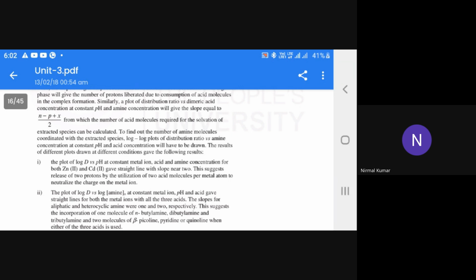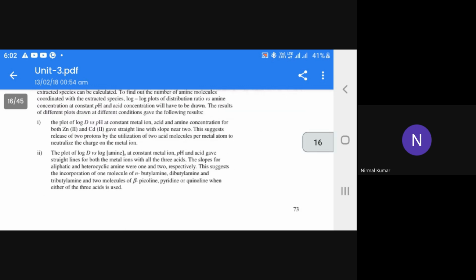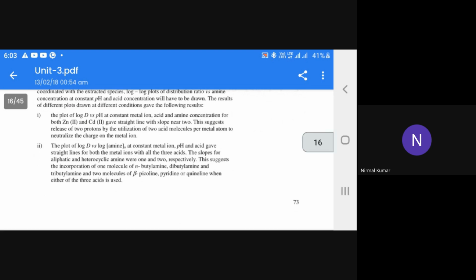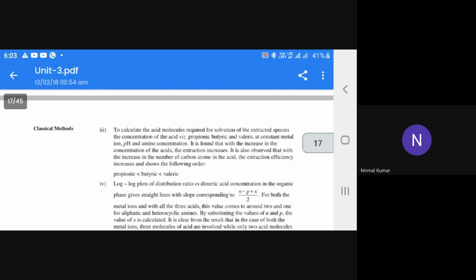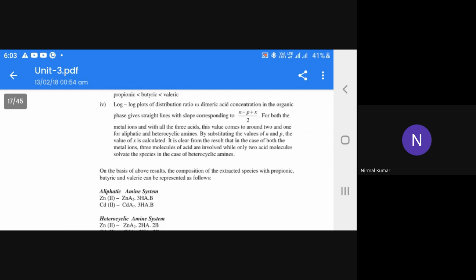ion. Then the plot of log D versus log amine, the concentration of amine in the organic phase, at constant metal ion, pH and acid, also gave a straight line for both the metal ions with all the 3 acids. The slope for aliphatic and heterocyclic amines were 1 and 2 respectively. This suggests incorporation of one molecule of N-butylamine, dibutylamine and tributylamine, and two molecules of beta picoline, pyridine, or quinoline when any of the three acids is used. So, the conclusion.